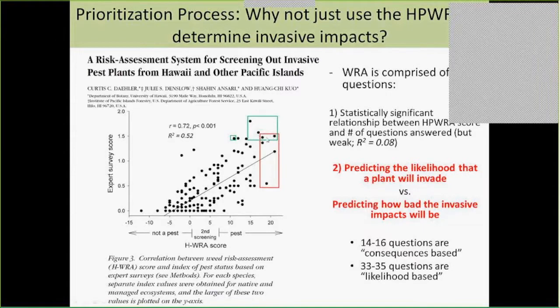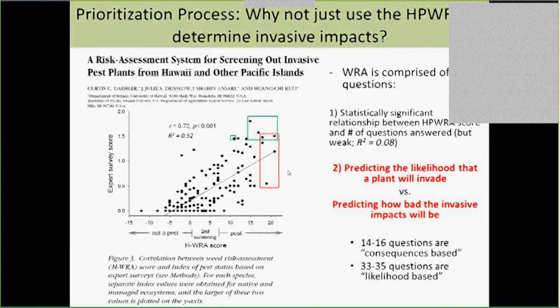And I mean, there's going to be a lot of subjectivity with asking experts, but basically we need to be more accurate than that. We don't have enough resources to allocate to species that aren't really going to be that high risk, or not going to have that much invasive impact, rather, sorry.